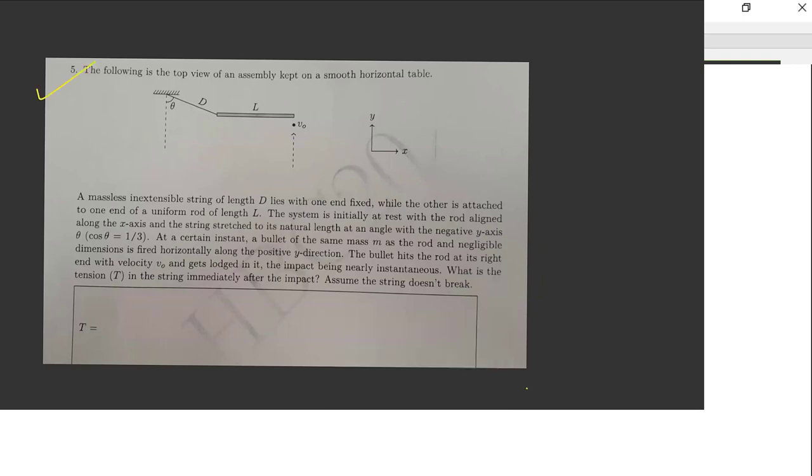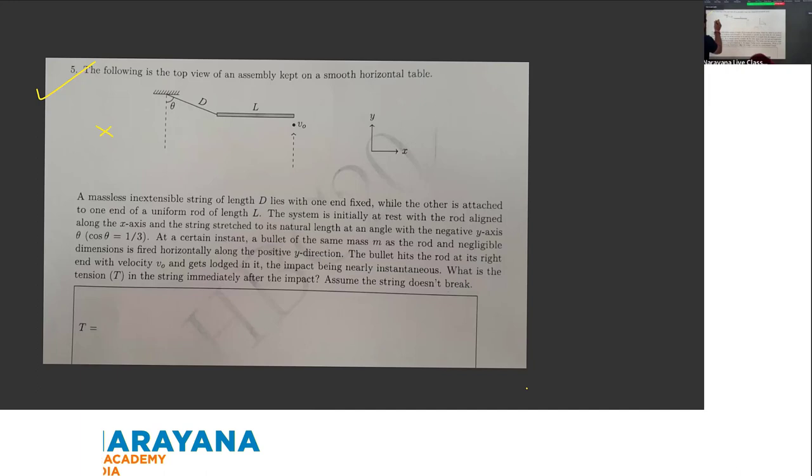Let us start with this problem. The problem in hand. Let's have a look at what exactly the problem is talking about. Gravity in this problem is in the cross direction.